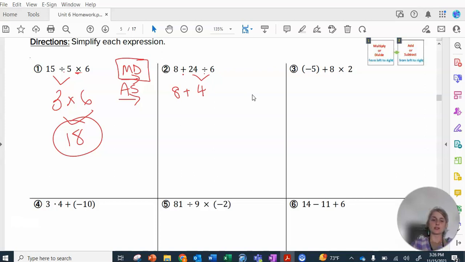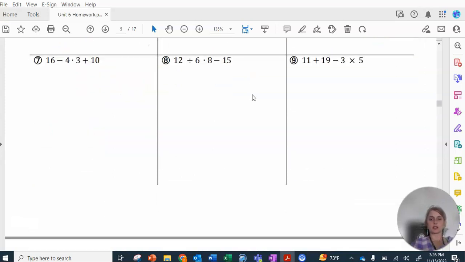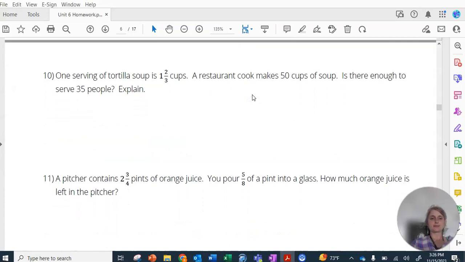So that's what we're doing on the front. It's pretty straightforward, and most of you finished it in class, so I'm going to skip to the back.